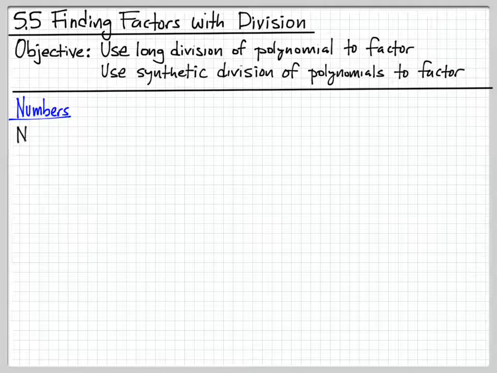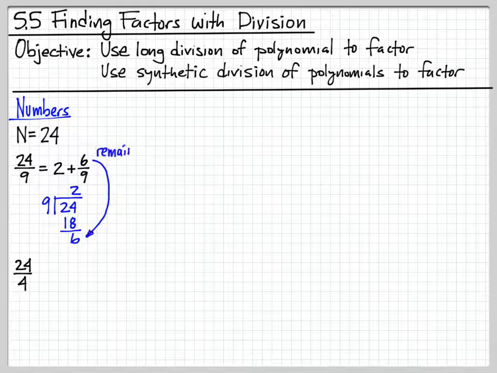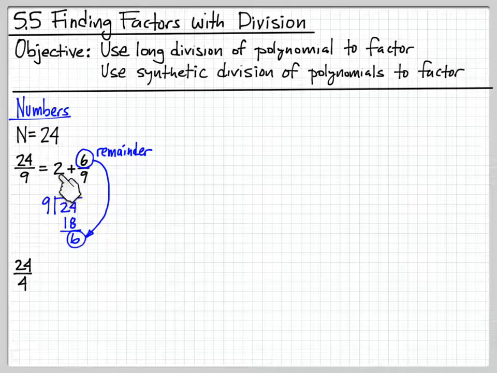Let's just look at division with numbers first. Before we do anything with polynomials, let's look at how we divided numbers. Let's say we have the number 24, and let's divide it both by 9 as well as 4, and let's write it out with some long division. So when I divided 24 by 9, I would get 2 with a remainder of 6, and I could write it as 2 plus 6/9, where 6 is my remainder.